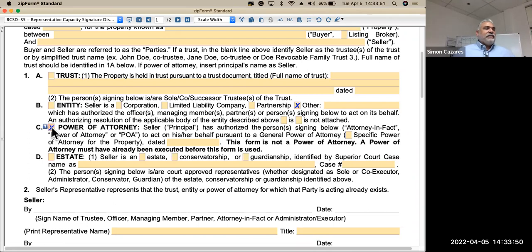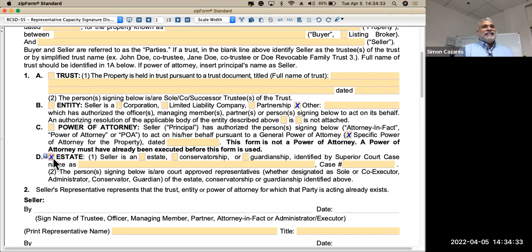And here is your POA form, the power of attorney. Again, any of these elements that you are in a position to work with, you have the documentation that allows you the opportunity to service a buyer, service a seller. The power of attorney, seller principal has authorized the person signing below, the attorney in fact, and the power of attorney under the POA to act in his or her behalf pursuant to the general power of attorney or a specific power of attorney if there's a specific power of attorney. And again, it goes back to when that creation of the form was done.